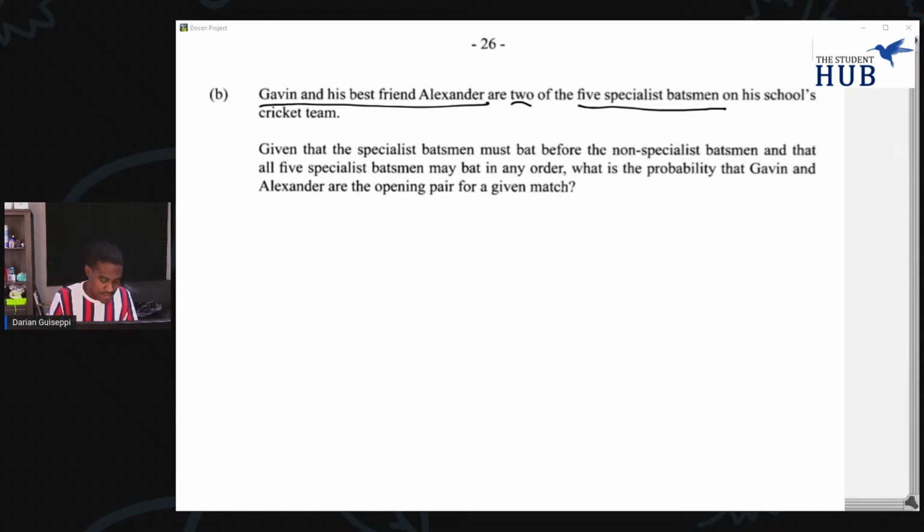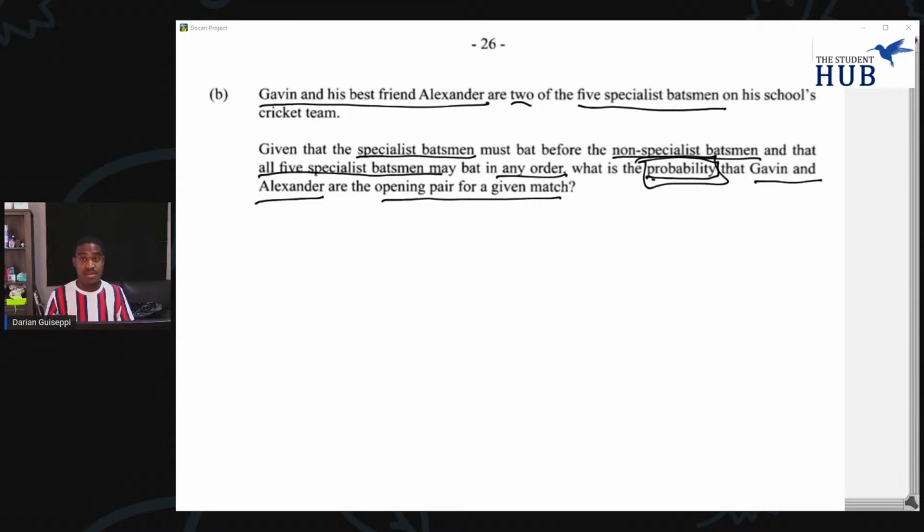They say in here, given that the specialist batsmen must bat before the non-specialist batsmen, and all 5 specialist batsmen may bat in any order, what is the probability that Gavin and Alexander are the opening pair for a given match? So from the time I see probability, what should come to your mind?